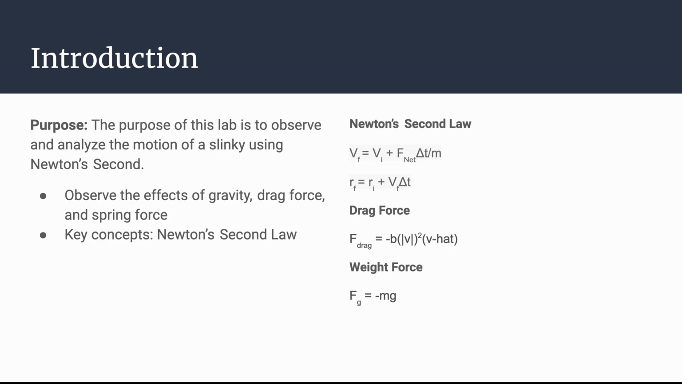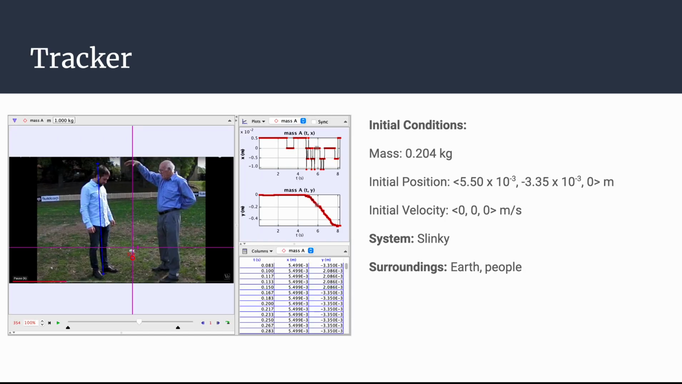The key concept is Newton's second law, which states that v final is equal to v initial plus F net delta t over m, and r final equals r initial plus v final delta t. We will use these velocity and position update formulas in our iteration, and we will use the forces to determine F net as seen in the velocity update formula.